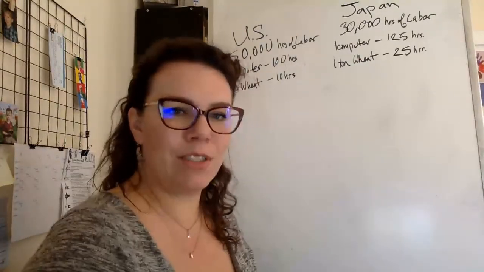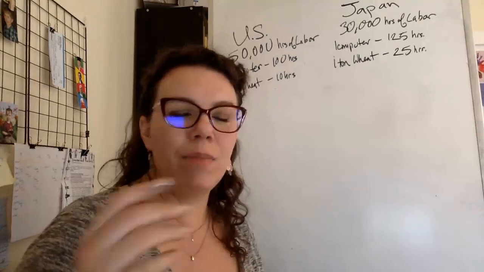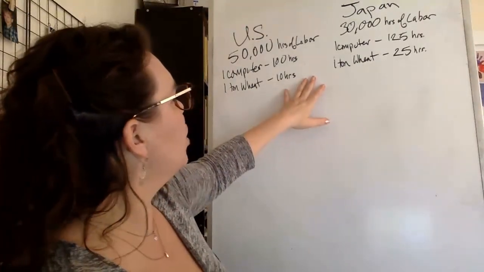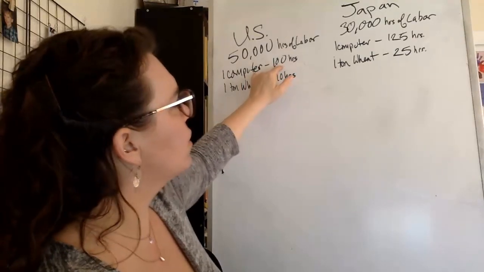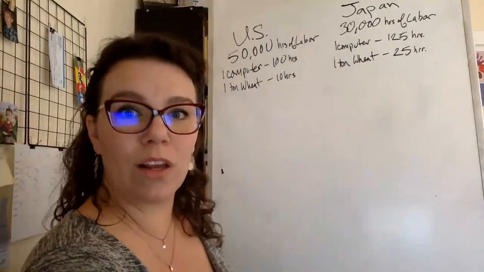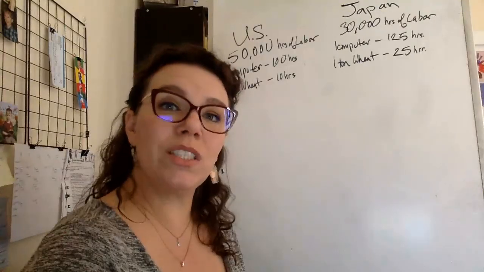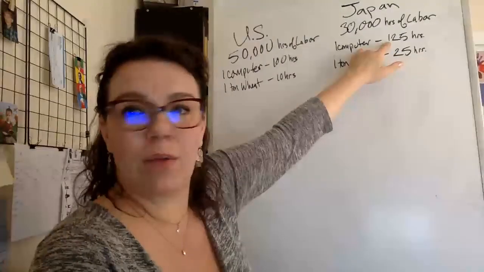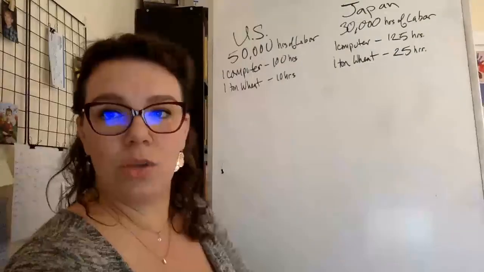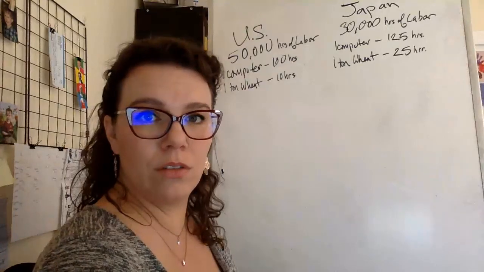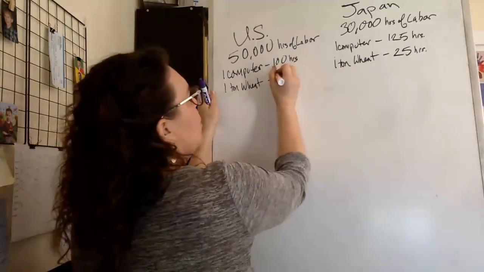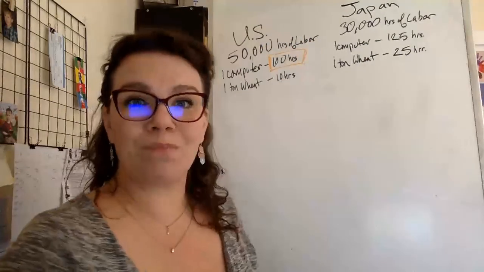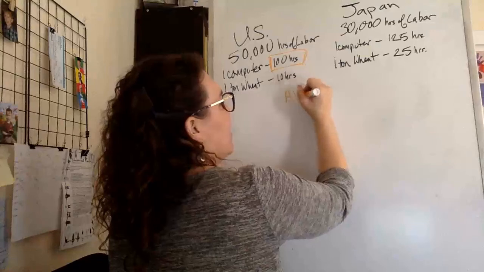To understand absolute advantage, you just need to know that it's the ability to produce a good using fewer inputs. And we can see that up here, right? The US can make a computer in 100 hours, and Japan, it costs them 125 hours. So who has the lowest cost in terms of producing computers? It costs Japan 125 hours, and it costs the US 100 hours. That means that the US uses less time to produce a computer. That's called absolute advantage.